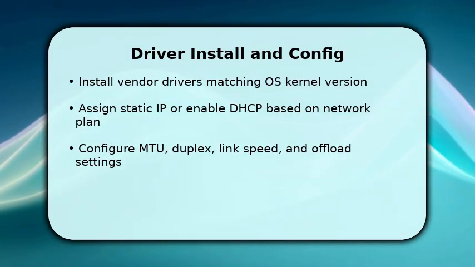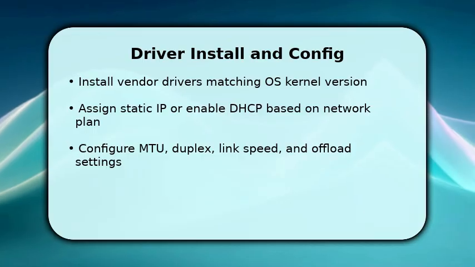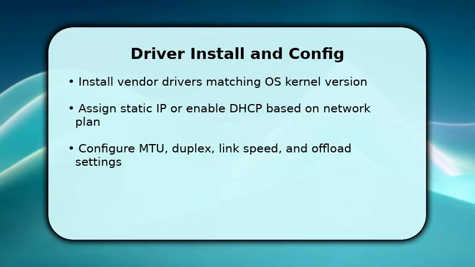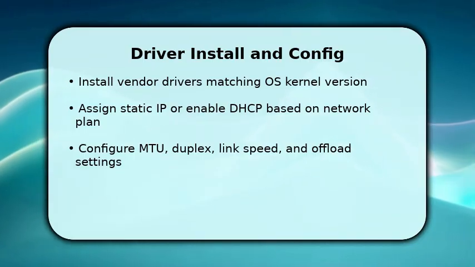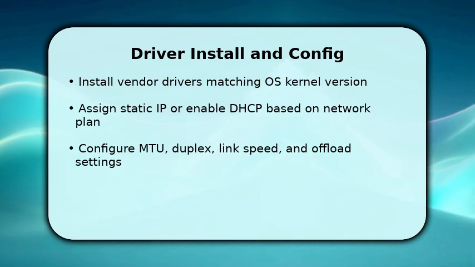Use static IP for servers or DHCP for clients. This affects reachability and routing. Adjust MTU and duplex to match switch settings to avoid fragmentation or collisions. After applying settings, restart networking services and test link status with ping and IP/if.